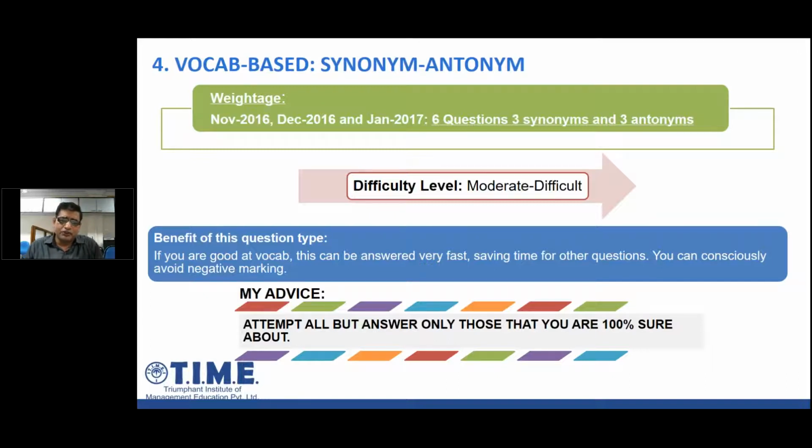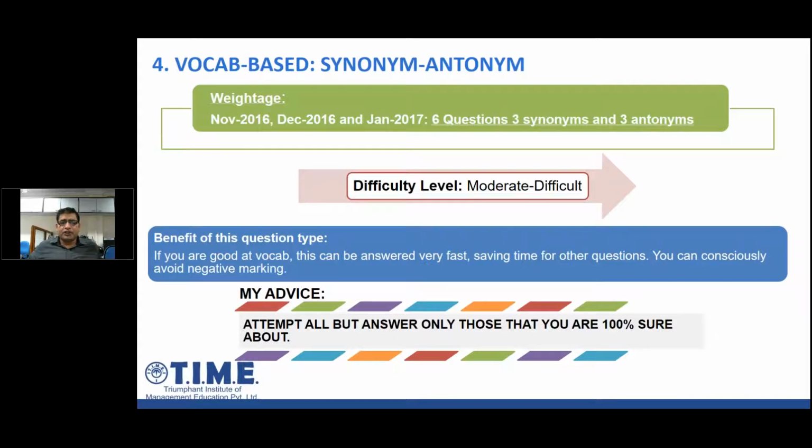When should we guess? When we are a little bit dicey, and we feel more likely to be correct. That's where guessing should happen. But in a vocab question, everybody can easily say whether I know the word's meaning or do not know. So if you know, answer. If you don't know, don't answer. Look at it, leave it if you don't know.